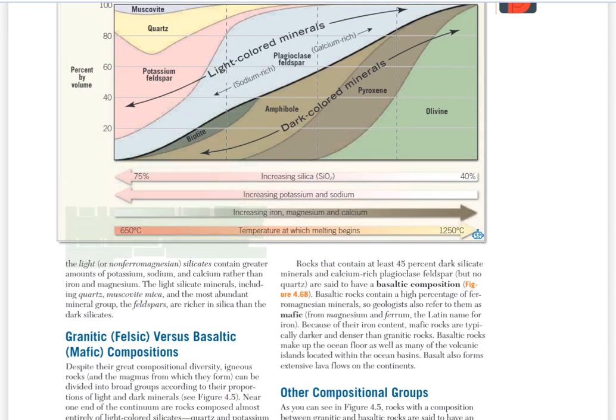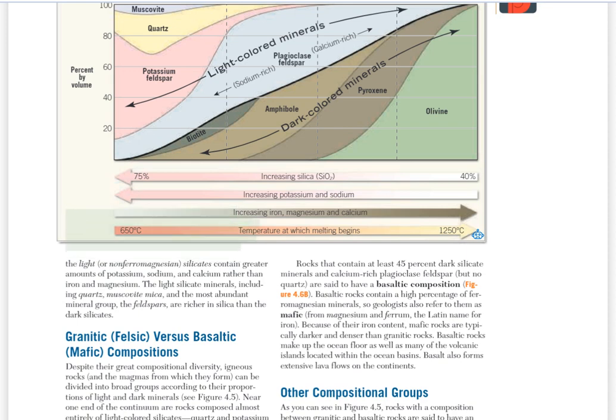The light silicates contain greater amounts of potassium, sodium, and calcium rather than iron and magnesium. The light silicate minerals, including quartz, muscovite mica, and the most abundant mineral group, the feldspars, are richer in silica than the dark silicates. Granitic versus basaltic.